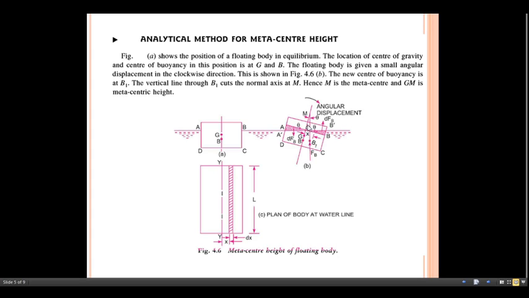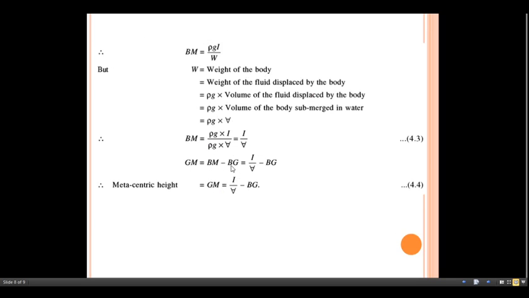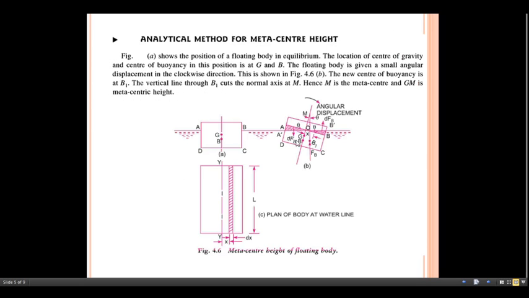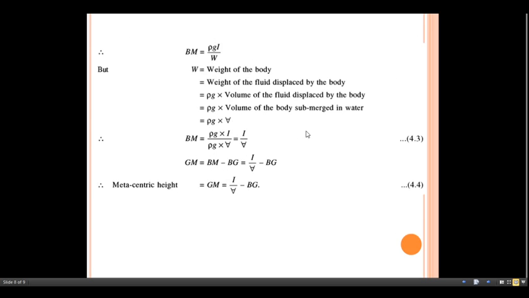GM is the total distance, which is BM minus BG. The same is written here. So BM is I divided by V, minus BG. Metacentric height is our target, to get the value of GM. This is nothing but the metacentric height. Now from this formula I can get the metacentric height, that is GM equals I divided by V minus BG. This is the formula for calculation of metacentric height.